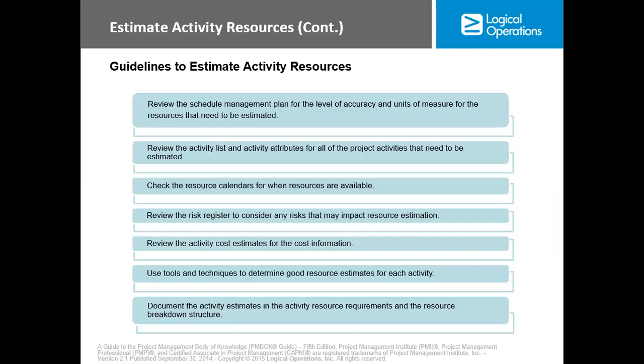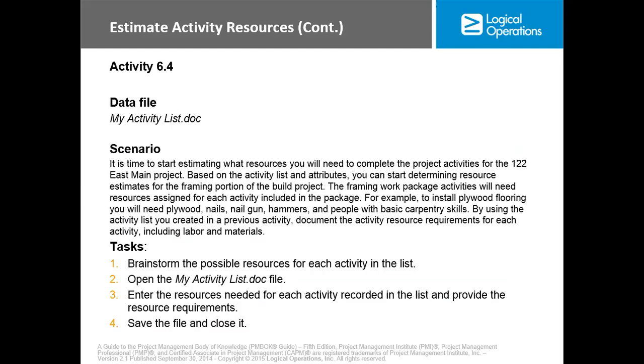Now, guidelines to estimate activity resources: you have the schedule management plan for the level of accuracy and units of measure for the resources needed to be estimated. You have to review the activity list and attributes for all the project activities that need to be estimated. Check the resource calendar for when resources are available. Review the risk register to consider any risks that may impact resource estimation. Review the activity cost estimate for the cost information. Use tools and techniques to determine a good resource estimate for each activity. Document the activity estimate in the activity resource requirements and the resource breakdown structure.